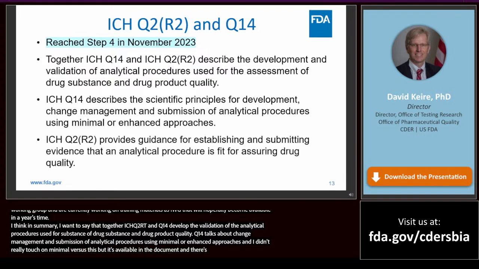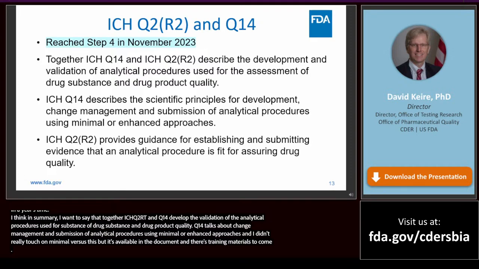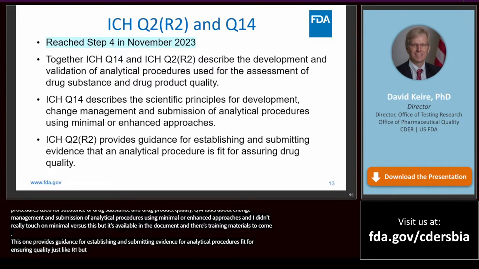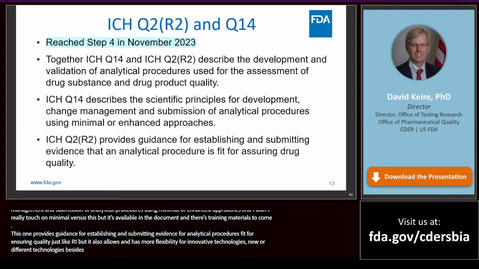And ICH Q2R2 provides guidance for establishing and submitting evidence that an analytical procedure is fit for assuring drug quality, just like R1, but it also has more flexibility for innovative technologies or new or different technologies besides HPLC, and hopefully it's an adaptable framework that can be applied to any analytical approach that you might take.